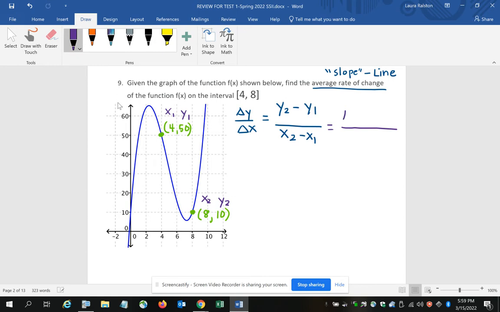So we would have 10 minus 50, 8 minus 4. 10 minus 50 is negative 40, 8 minus 4 is 4, negative 40 divided by 4 is negative 10. And so my answer, the rate of change on the interval 4 to 8, is negative 10.